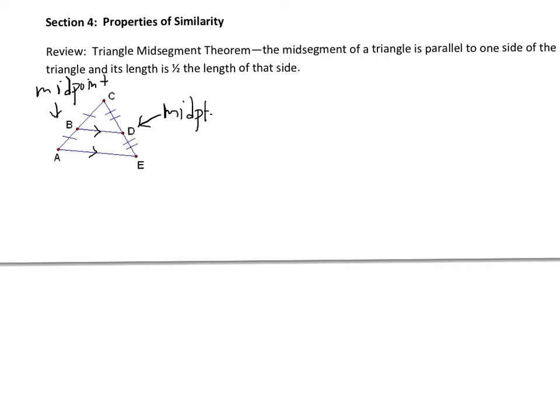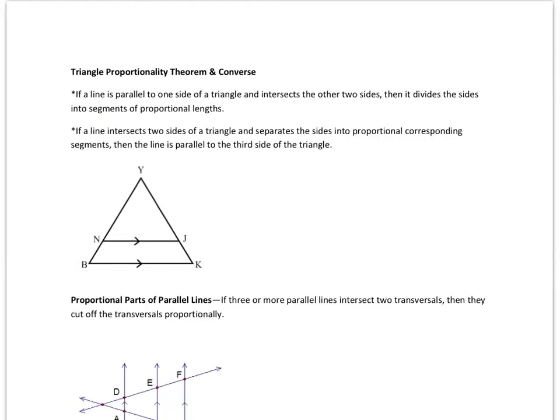And like this theorem states, 1/2 of the length of AE was equal just to the length of BD. So that's to say BD is half the size of AE. So that's the review. On to a couple new theorems. The first one is the triangle proportionality theorem.